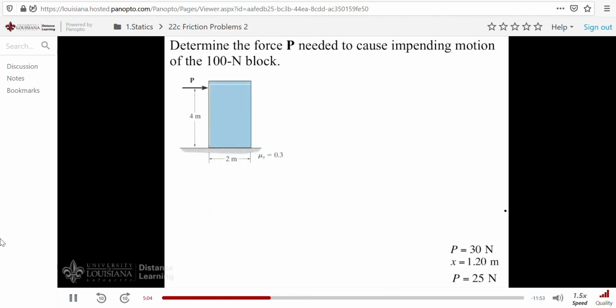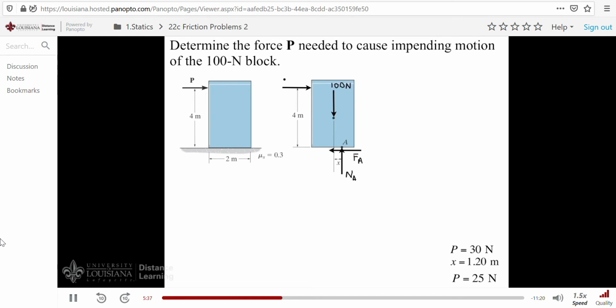And now we'll analyze it by first assuming that the block slips rather than tips. So we draw a free body diagram showing the normal force over some distance x away, with the hope that x is never greater than 1 meter, the distance from here to here. We have our normal force up. We'll call it N sub A. Our friction force F of A. Our weight, of course, of 100 newtons.